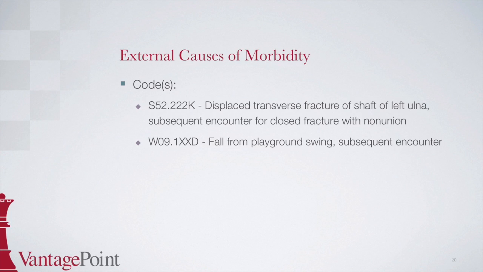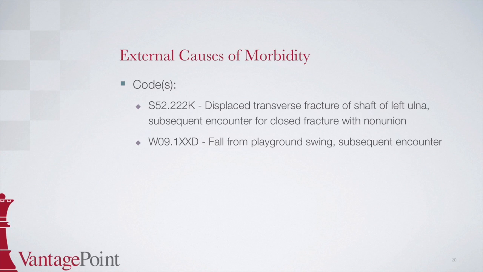When you go to subcategory S52.22, you need to pick the code for the left side, which is S52.222. However, we're not done yet because the 7th character is required. Since documentation states that the fracture is non-union and it occurred 5 weeks ago, the 7th character K for subsequent encounter for closed fracture with non-union is appropriate.